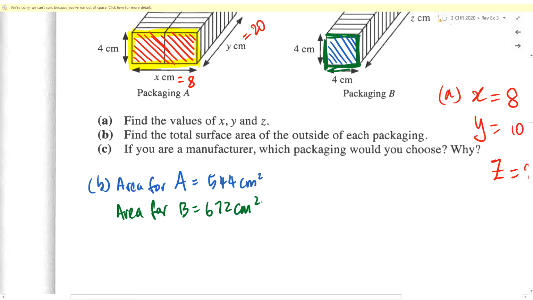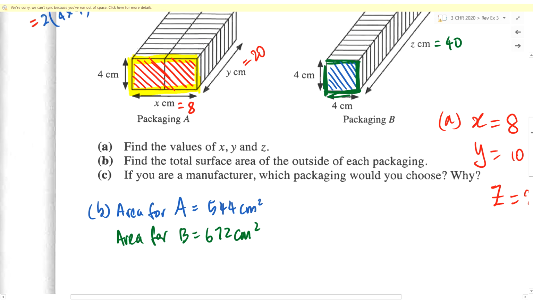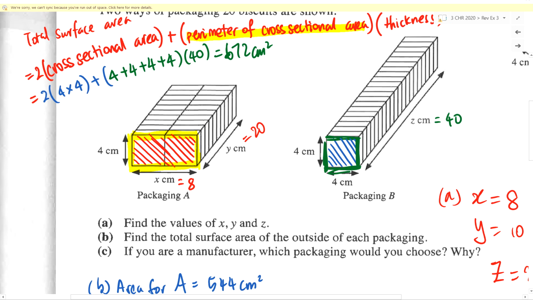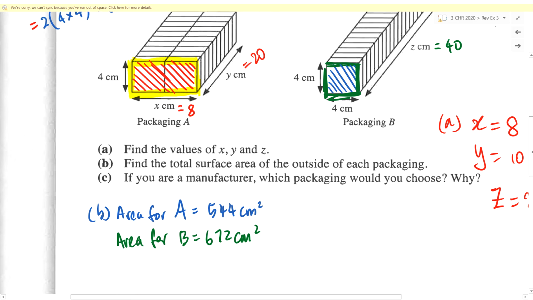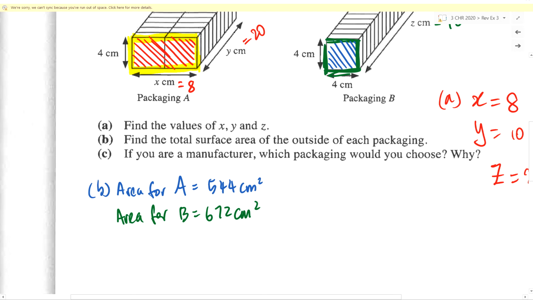Okay, so you have to show the working. I place the working on top so that it is easier, clearer for you to compare the numbers with the diagram. For you, when you do the working, you show it at the bottom where there is space. So part B is done.